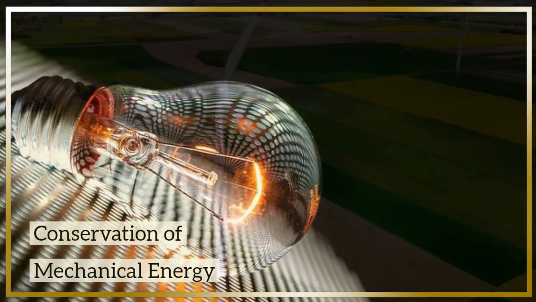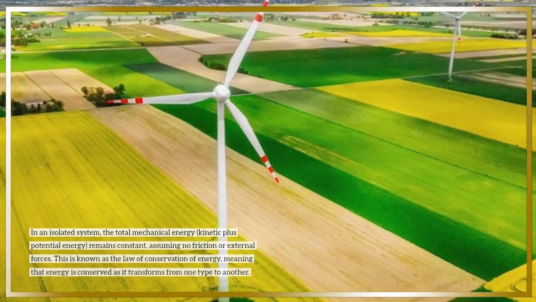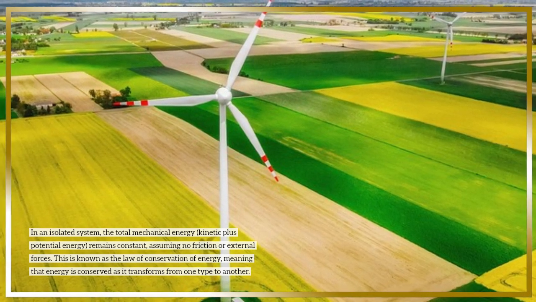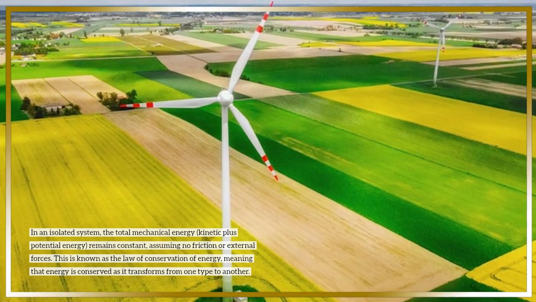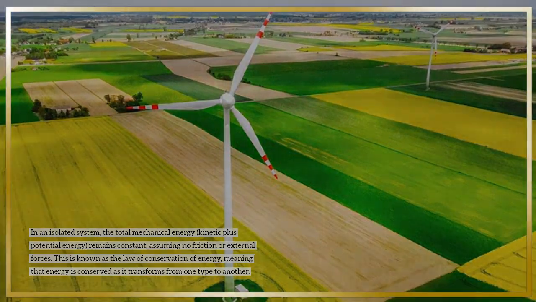Conservation of mechanical energy. In an isolated system, the total mechanical energy, kinetic plus potential energy, remains constant, assuming no friction or external forces. This is known as the law of conservation of energy, meaning that energy is conserved as it transforms from one type to another.